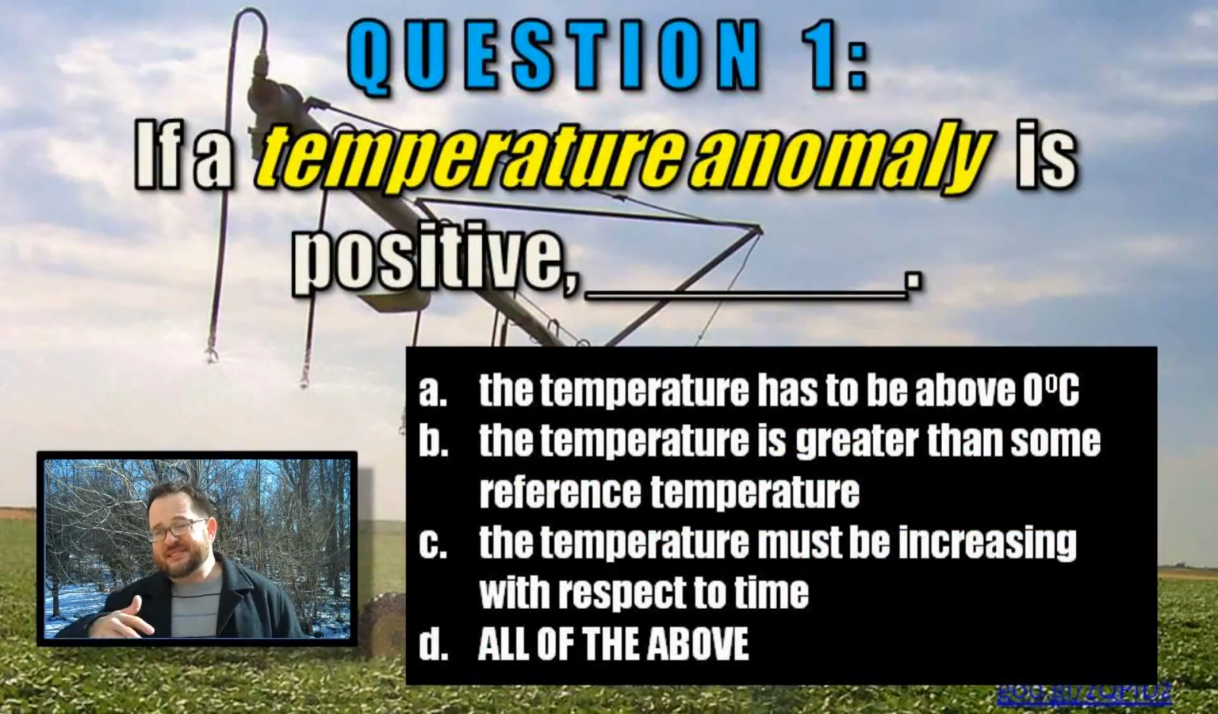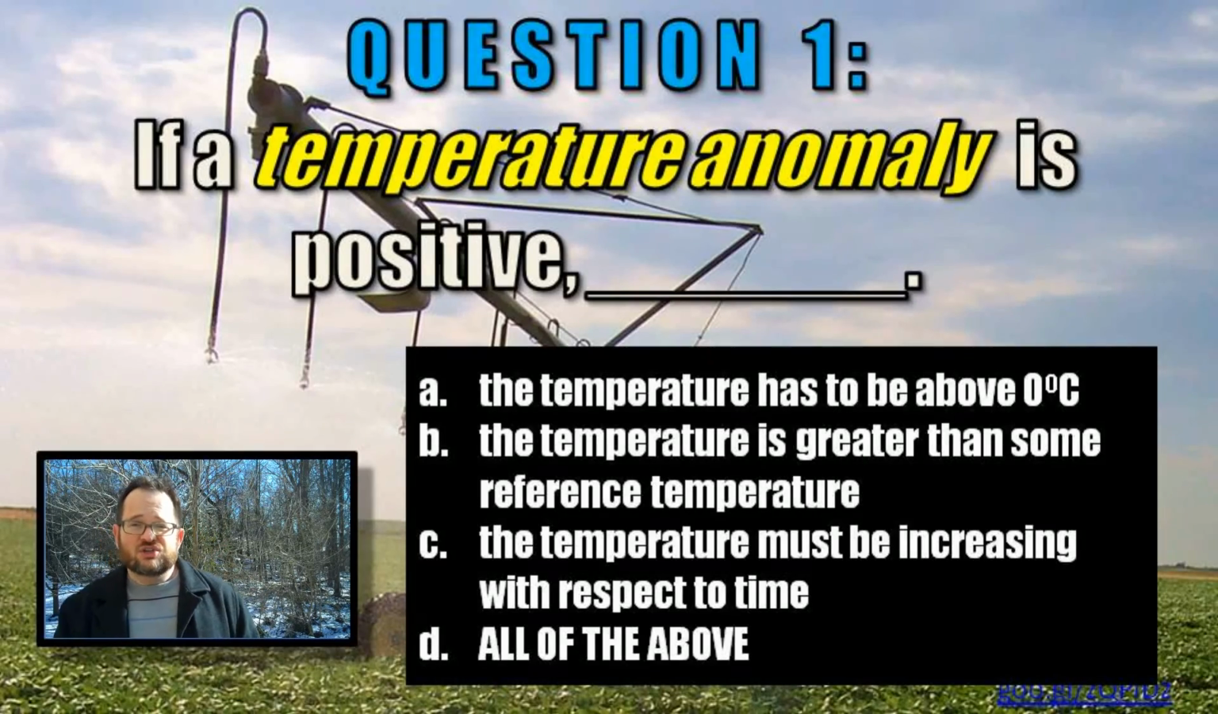All right, before we move on to a second part of this lecture, I want to ask you two questions. Again, this just provides a little bit of interaction in these online lectures. Question one. If a temperature anomaly is positive, A, the temperature has to be above 0 degrees Celsius. B, the temperature is greater than some reference temperature. C, the temperature must be increasing with respect to time. Or D, all of the above. Look through these choices and then follow the links below this video based on your choice, and you'll get some feedback before we move on to question 2.